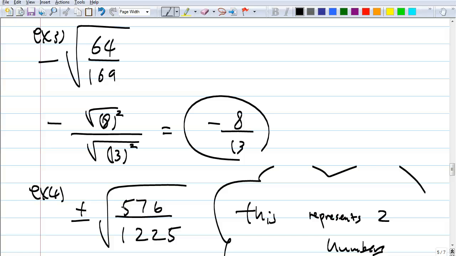Does that make sense? Some people think that this represents only one number. But can a number be positive and negative at the same time? No, you cannot, unless it's zero. Well, zero is neither positive nor negative. But other than that, a number cannot be positive and negative at the same time. Does that make sense? So then how are we going to do this?